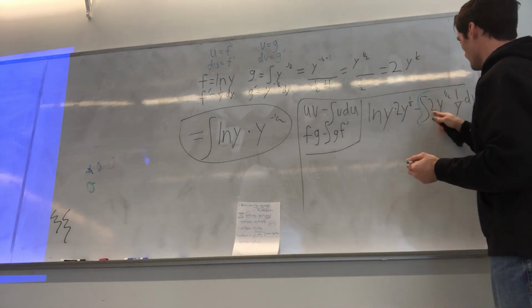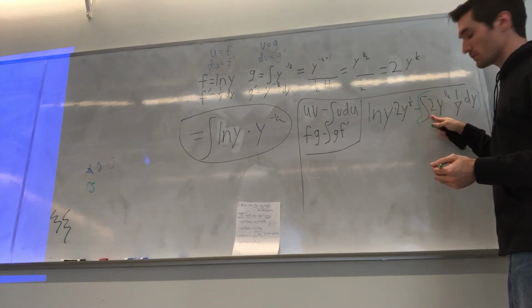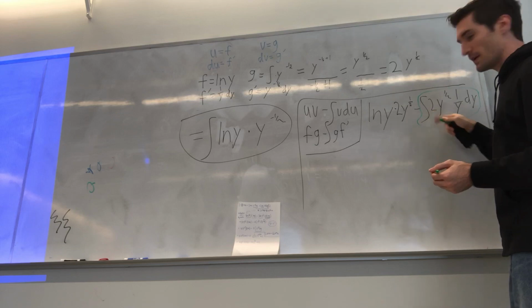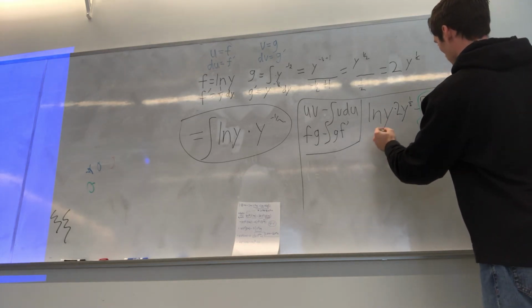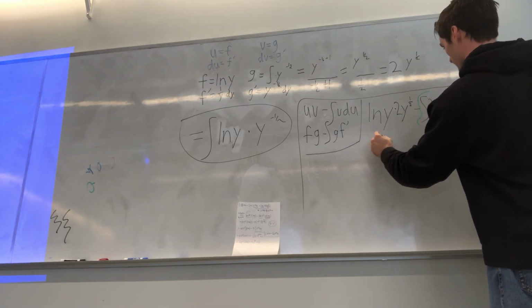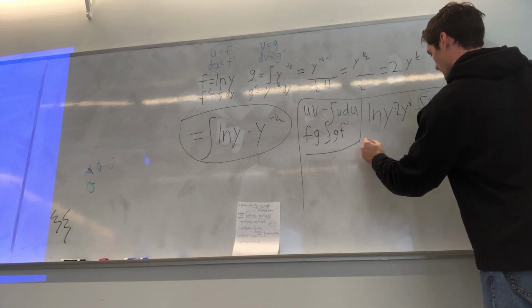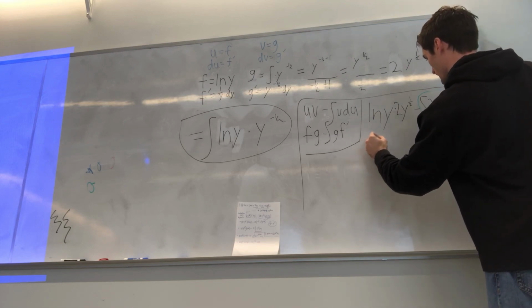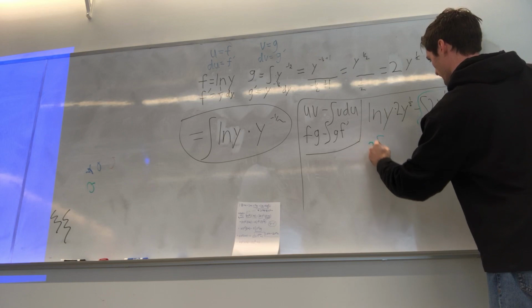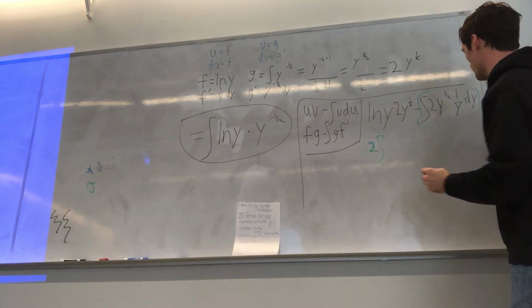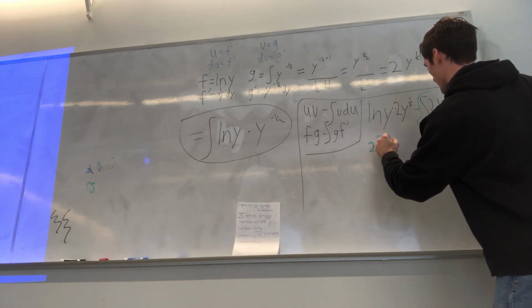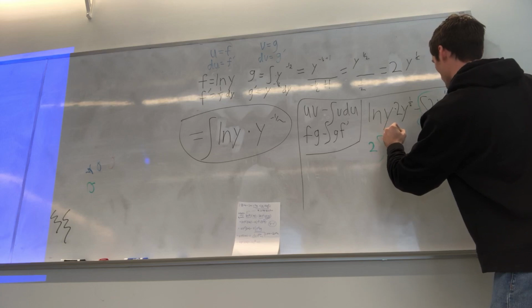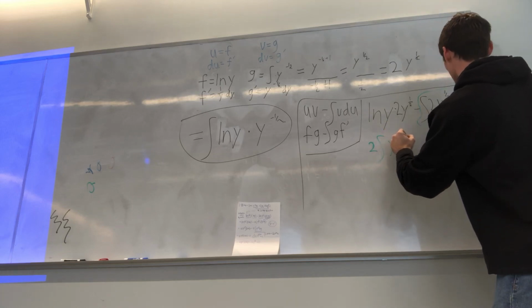Remember, you mentioned we should take this constant out, this 2, so let's do it. So this is going to now be 2 times the integral of y to the 1/2 times.